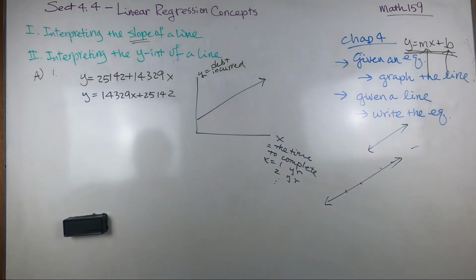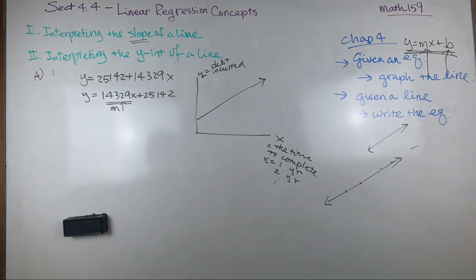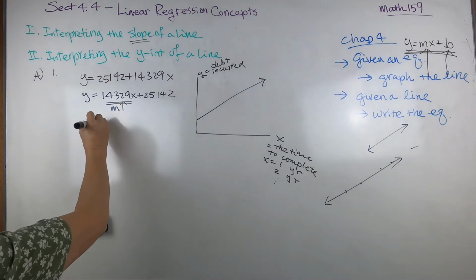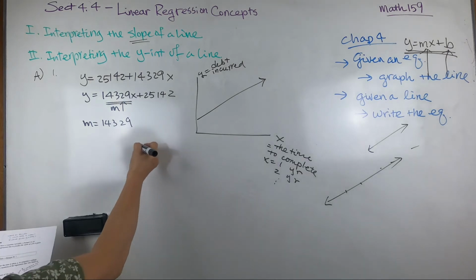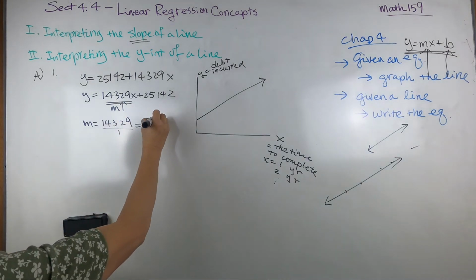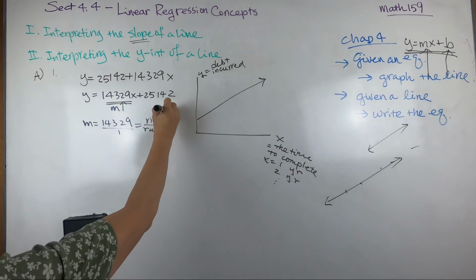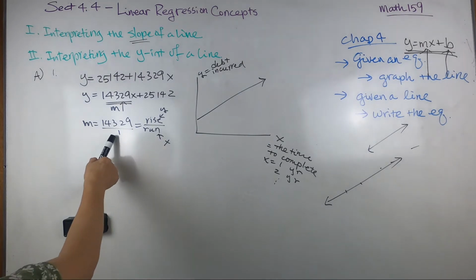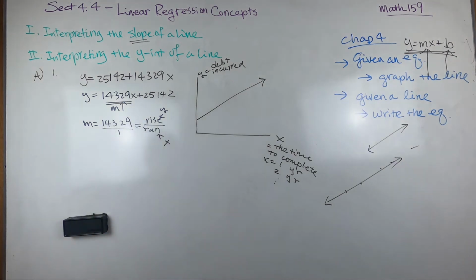And what is your m? M is here. M is 14329, and it's asking you to interpret what m means. So your m is 14329 over 1, which is rise over run. Rise is the change in y, run is the change in x. So the change in x is 1, and the change in y will be 14329.